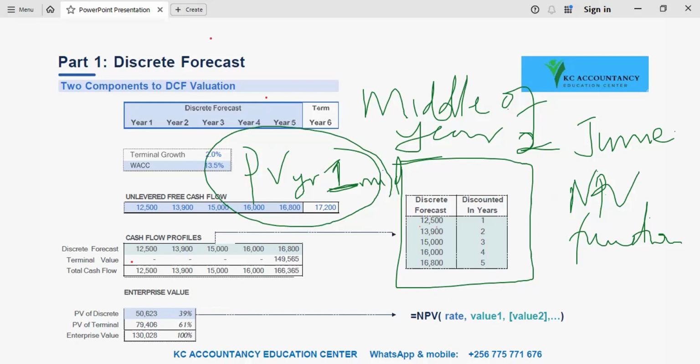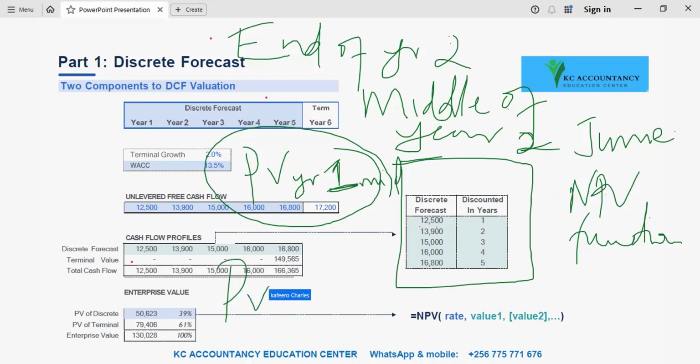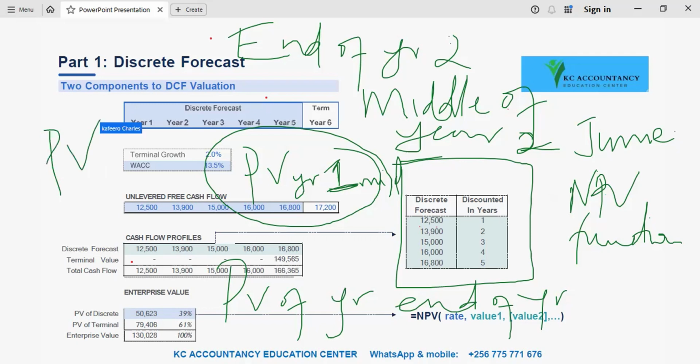If the cash flows are coming at the end of year 2, then we are supposed to get the present value at the end of year 1. If they come at the beginning of the year, we shall get the present value at the beginning of the year, meaning we should take note of the timing perspective of the cash flows. This is what we are going to focus on and insist on as we go through the model.